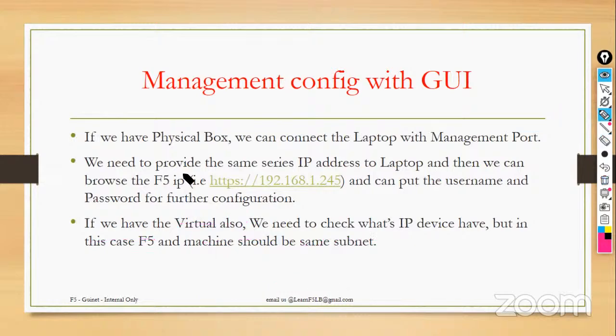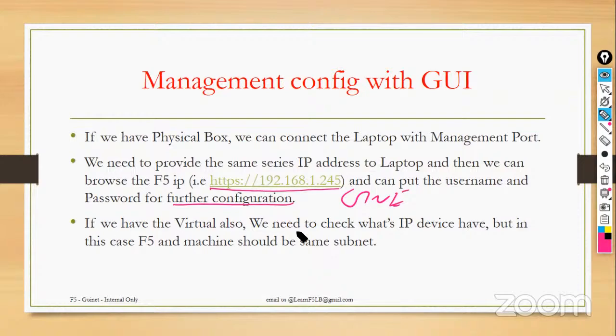This is a similar thing. If we have the physical box, we can connect the laptop to the management port, right? We need to provide an IP from the same series to the laptop. Then we can browse to the F5 IP 192.168.1.245 and put in the username and password for further configuration. This is for your GUI. But if you use the CLI, you don't need to configure an IP on the laptop.